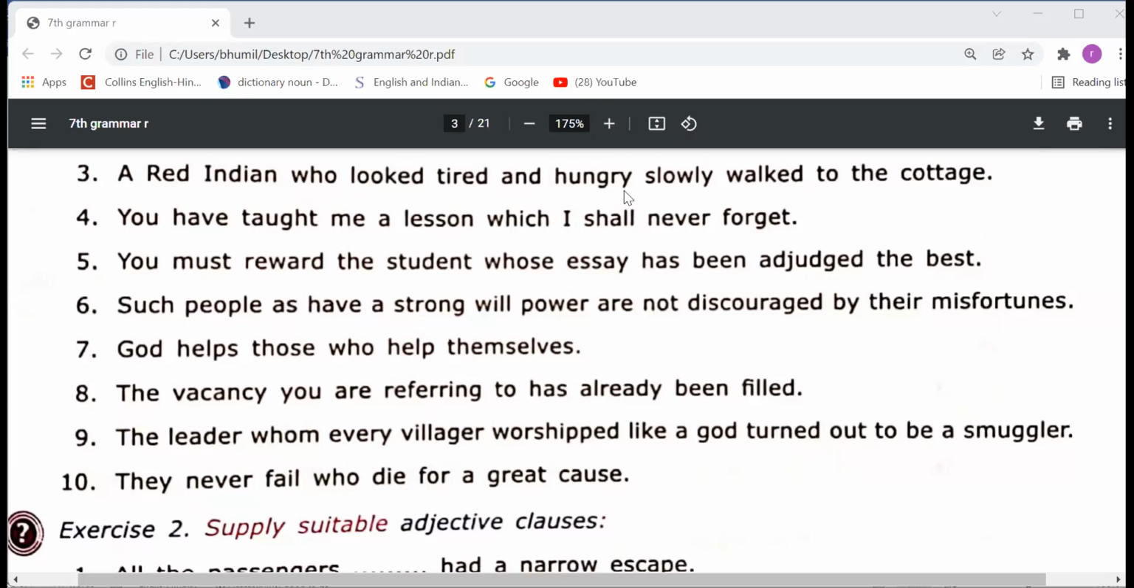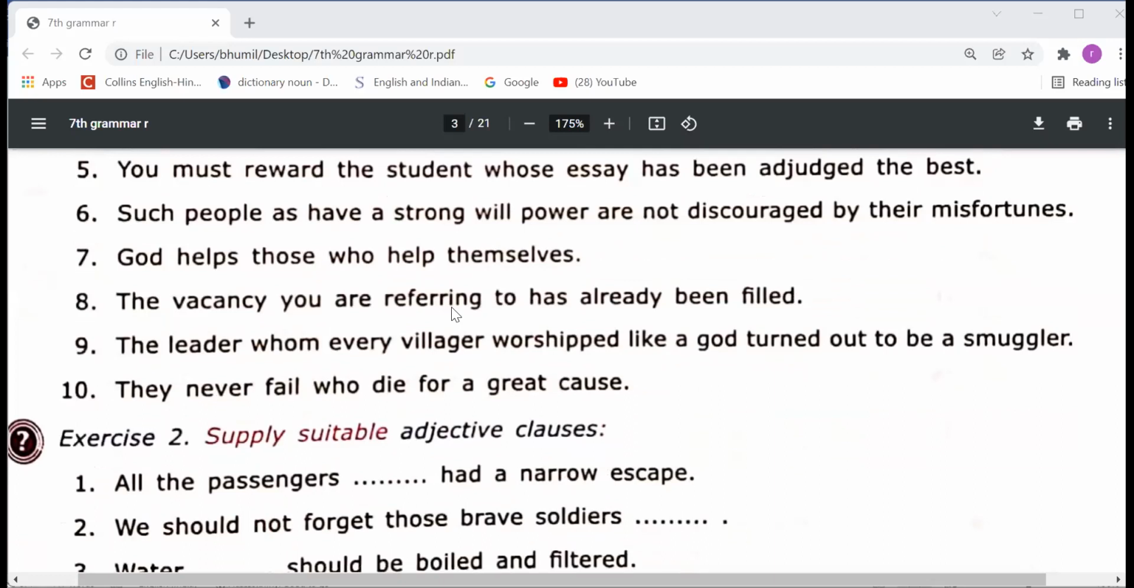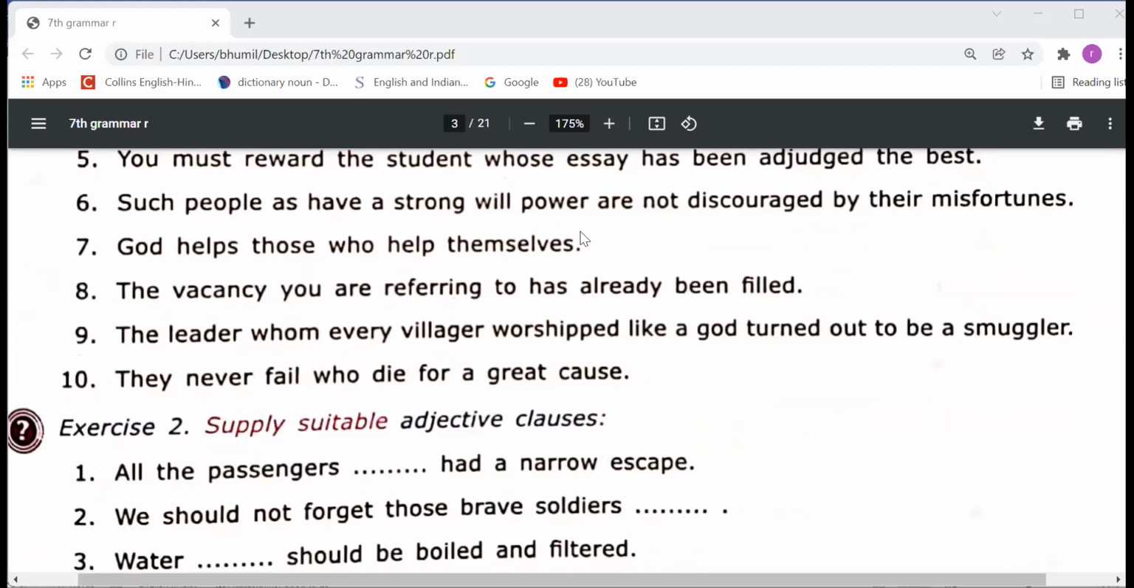Right answer. They never fail who die for a great cause. Who die for a great cause. This part is an adjective clause, and this part is describing the word they. Very good. Right answer. So dear students, I hope you must have understood about the adjective clause.